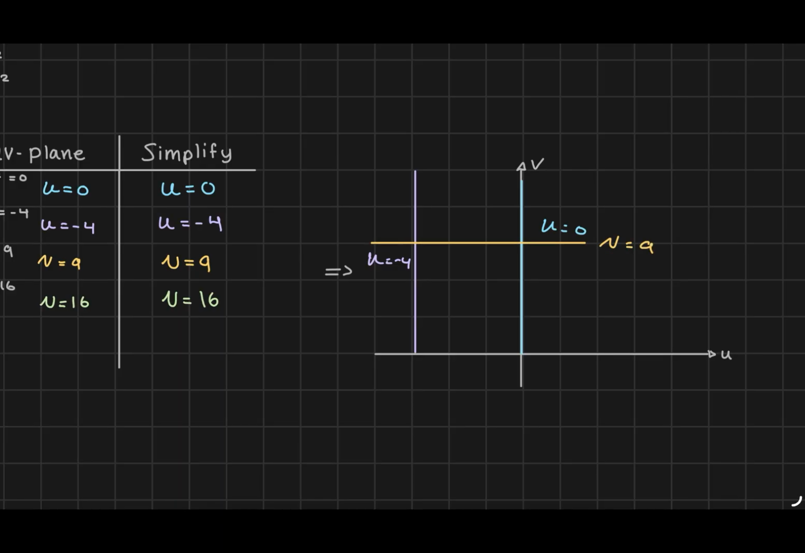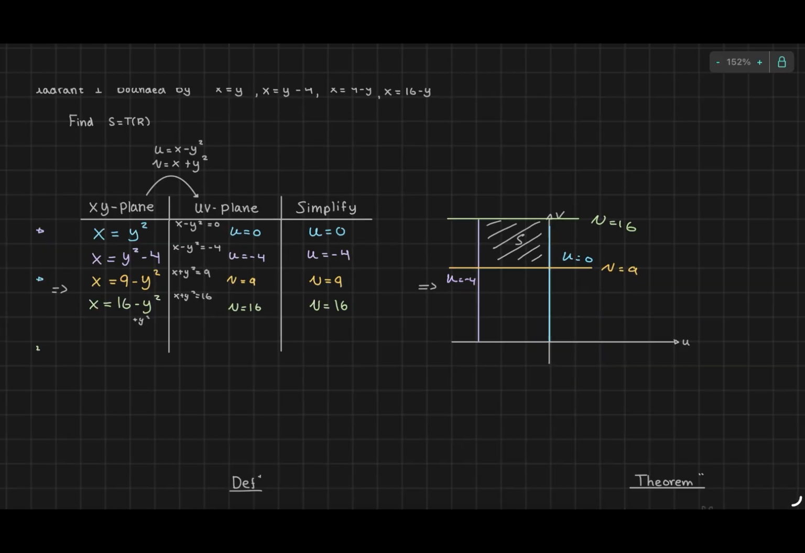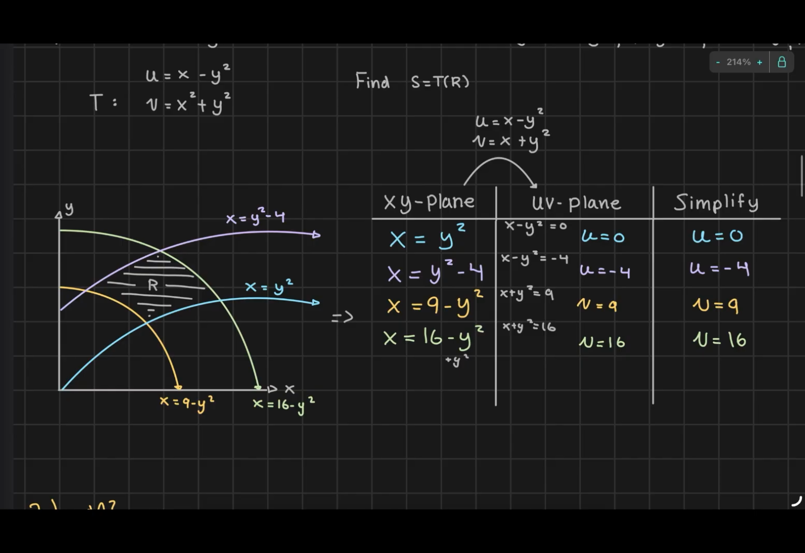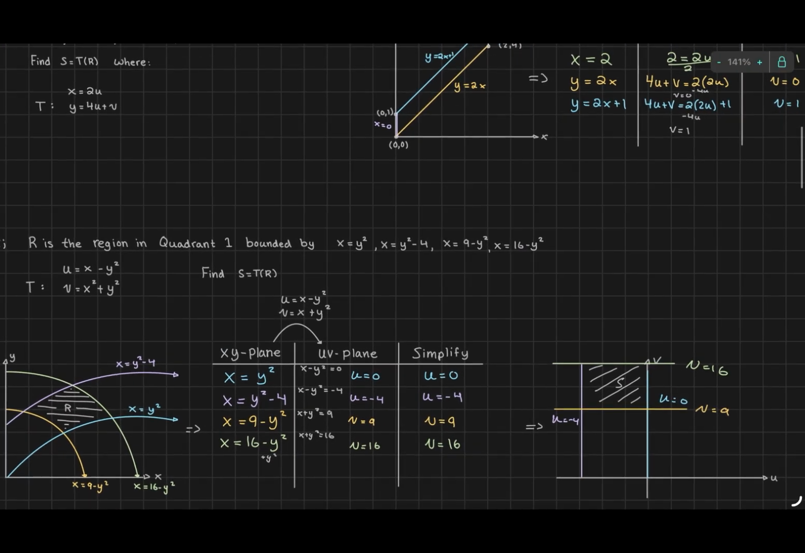V is equal to 9, and v is equal to 16 will be up here. Well, would you look at that? We have a much easier region right here to integrate over compared to that region right there. So I guess this was more of a motivating example on why we'll definitely need to use transformations in order to make things easier.